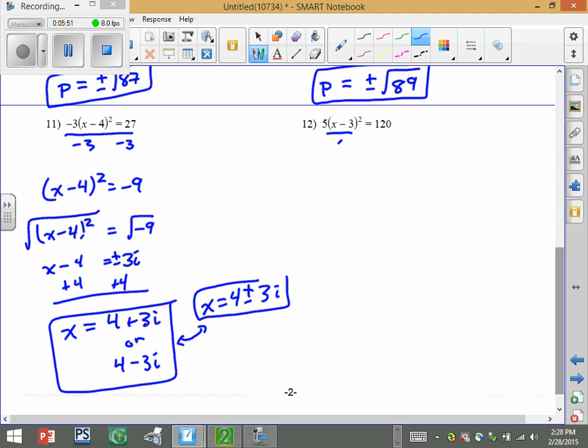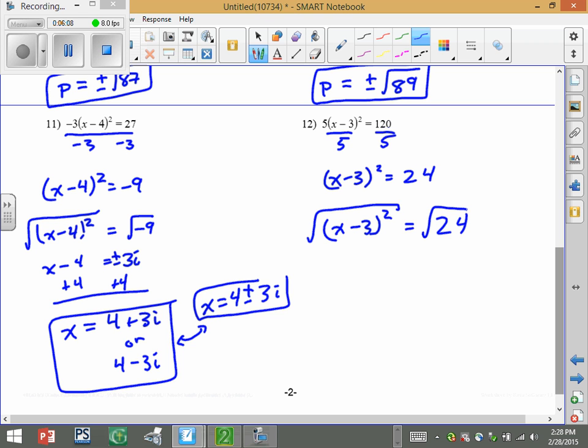And finally, number 12, here's another one of these. We have to divide by 5 at the beginning. So 120 divided by 5 is 24. So we have x minus 3 quantity squared equals 24. And it's at this point we need to undo the squaring. We can't do anything with 3 because it's inside the parentheses right now. So we're left with x minus 3 on one side, plus or minus square root of 24.